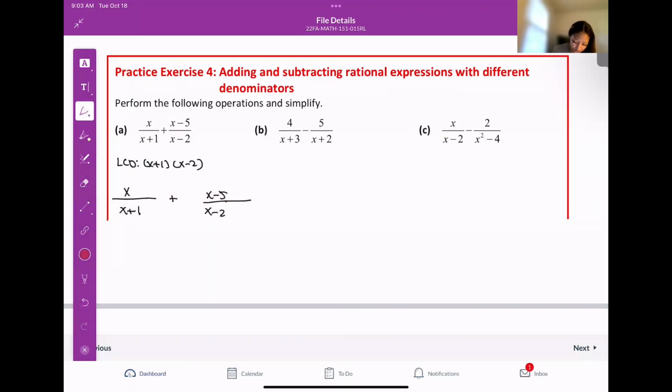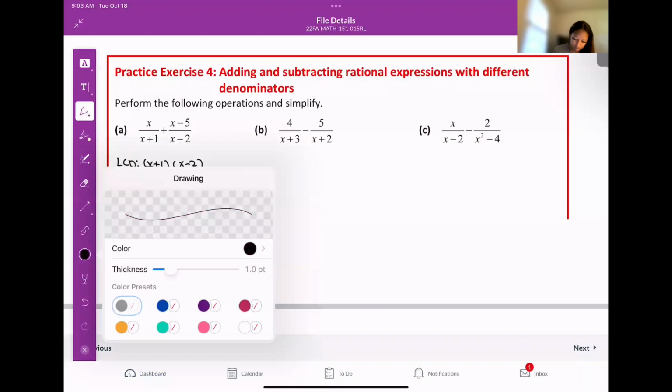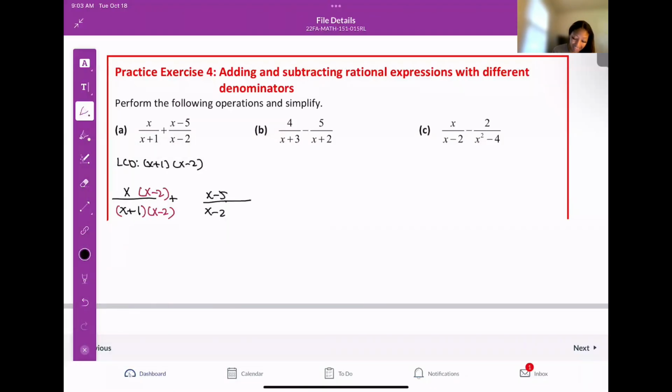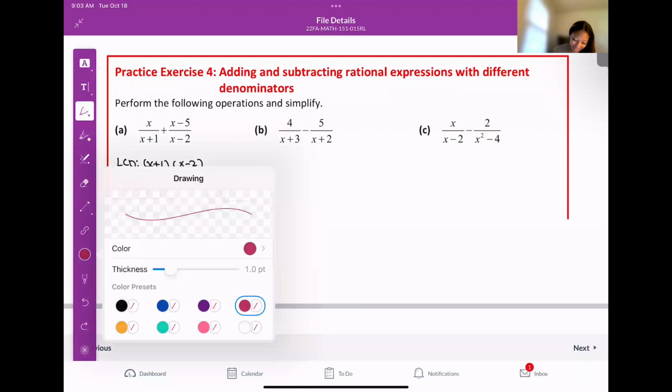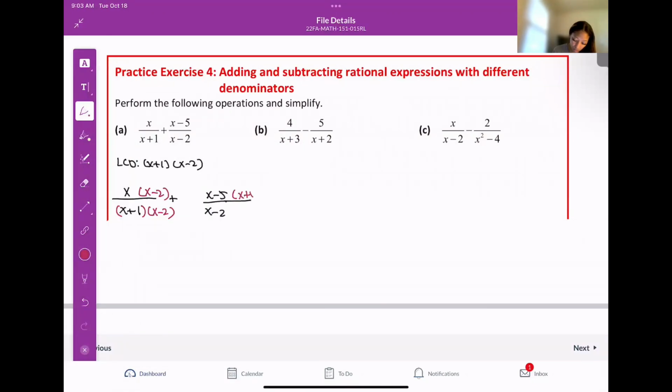For the first expression, we already have an x plus 1. We need to multiply by x minus 2. And if we multiply by that in the denominator, of course, we have to multiply the numerator as well. So we'll multiply the numerator and denominator by x minus 2. For the second expression, we need an x plus 1. So we'll multiply the numerator and denominator by x plus 1.